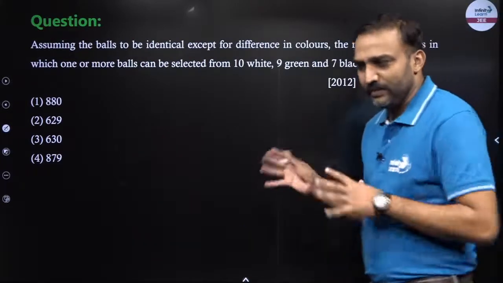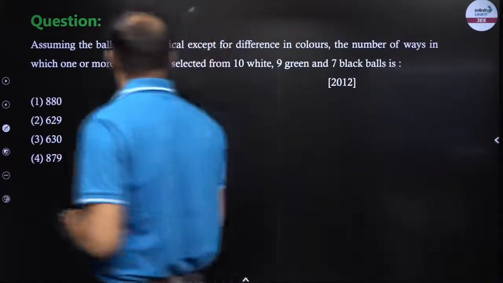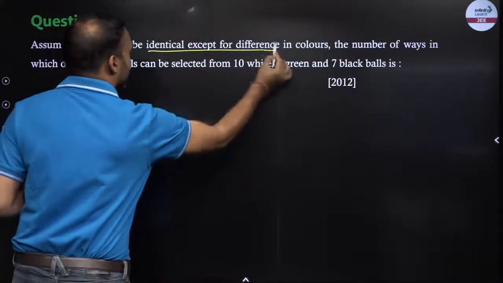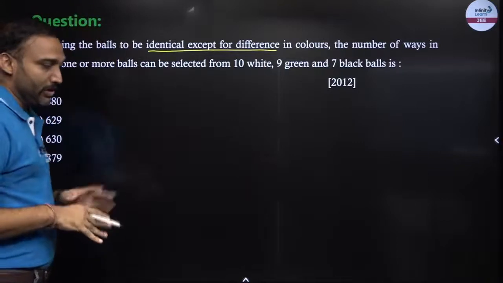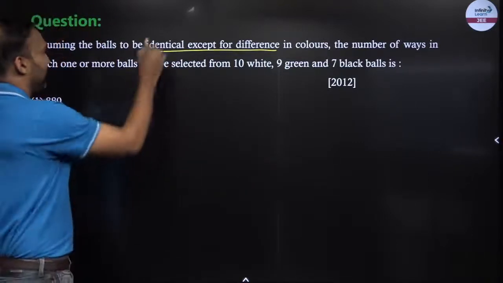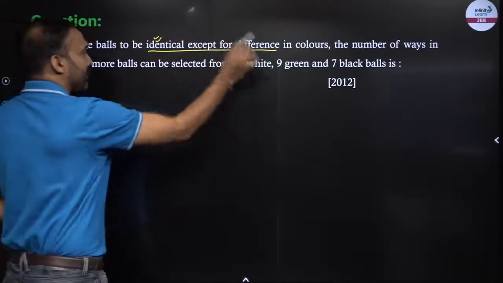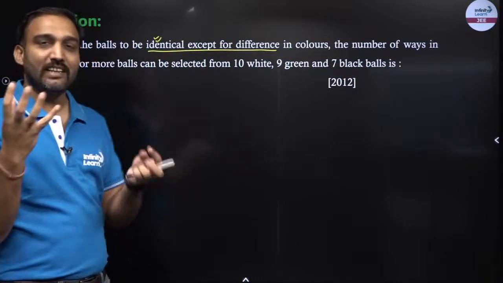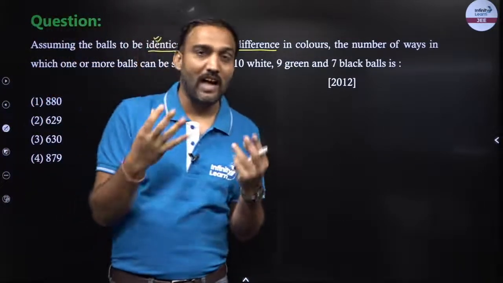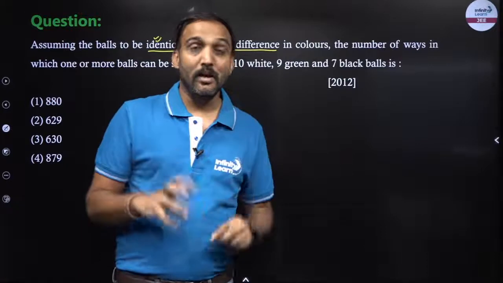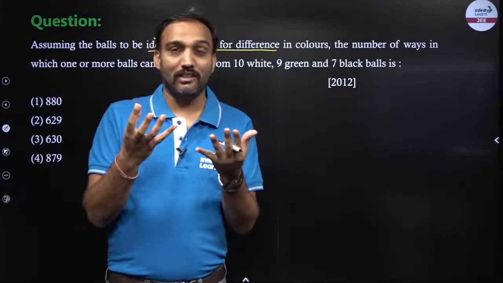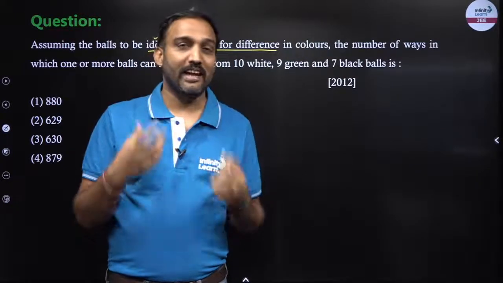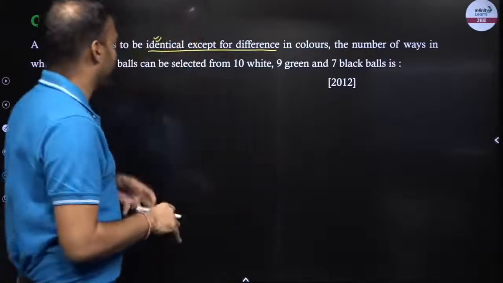Now this is also an interesting question. See, assuming the balls to be identical except for the difference in colors. Now what does this statement mean? The balls will be identical except for the color. So if I have a red color ball and a green color ball, I will call them distinct balls. But if I have 2 green color balls, I would say they are identical. I cannot distinguish between them. So this is what the question means.